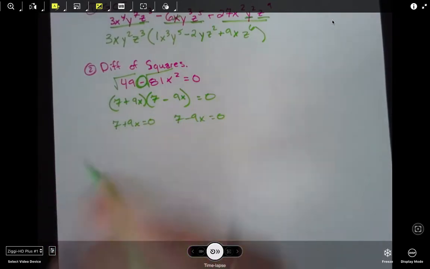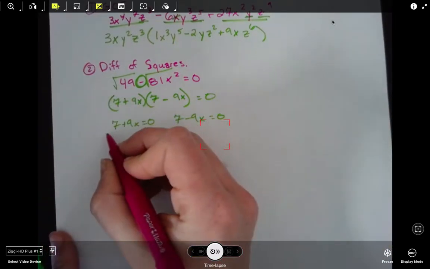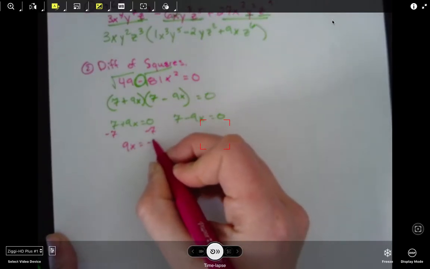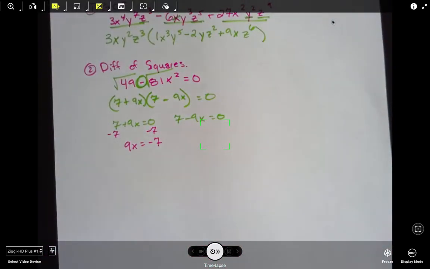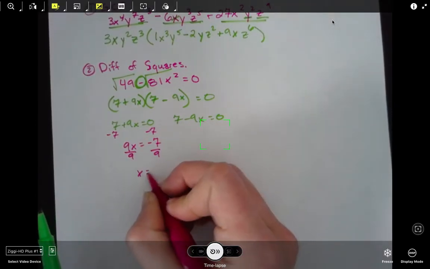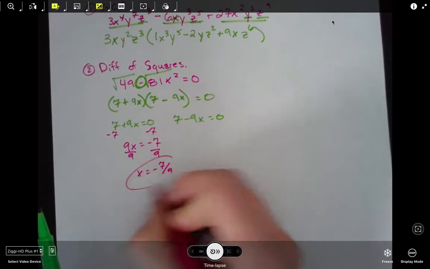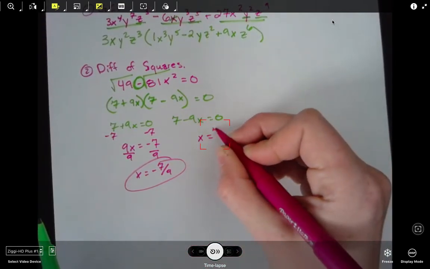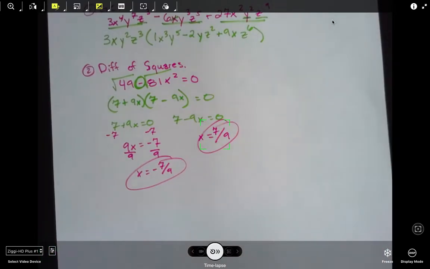Okay, so let's solve this one. What are you going to move? Minus 7. 9x equals negative 7, and then what? Divide by 9. X equals negative 7 over 9. Okay, now I don't even have to solve this one because x equals positive 7 over 9. Thank you.